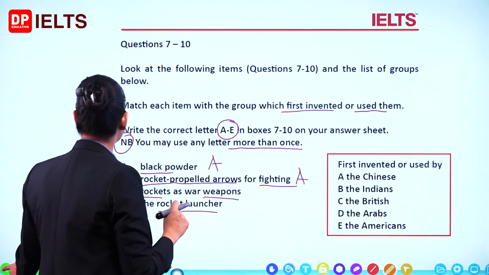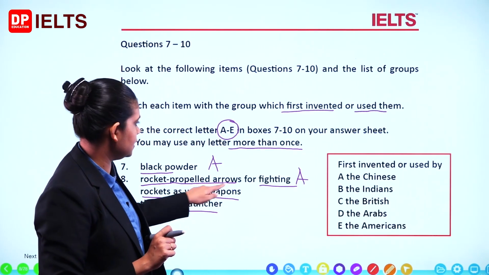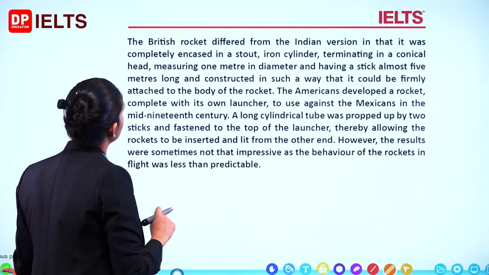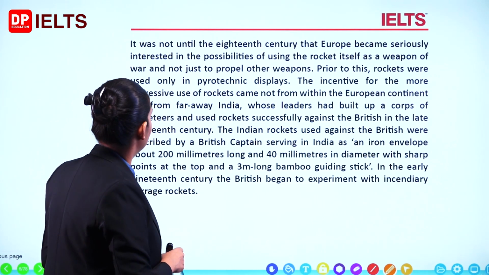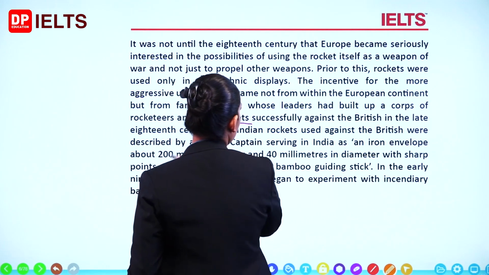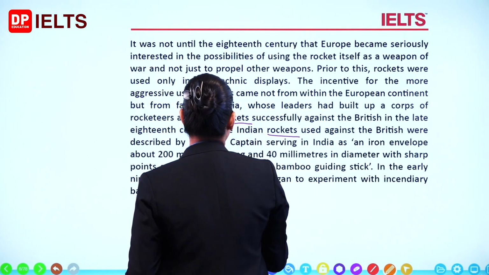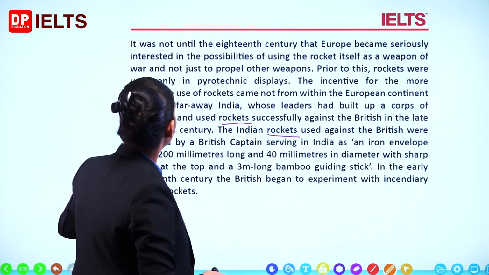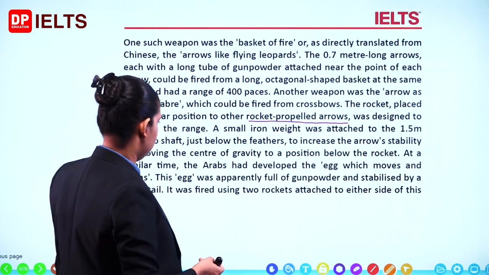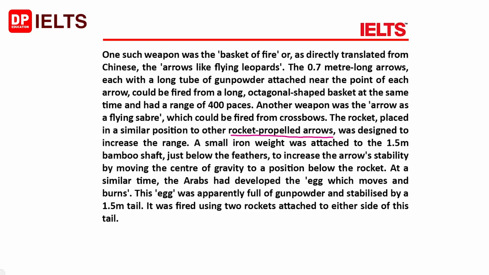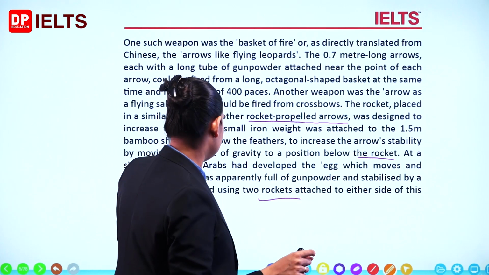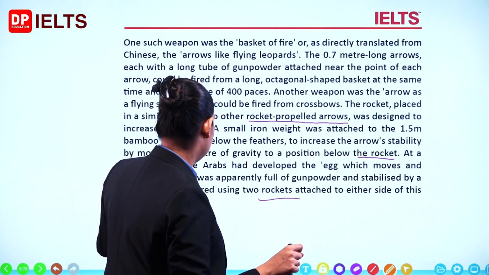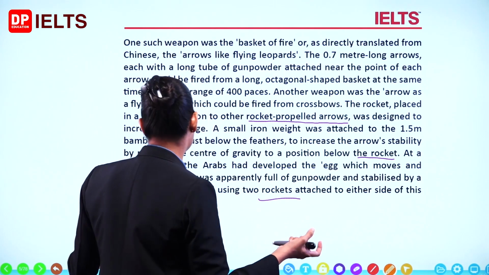Rockets as war weapons. So we're looking at the rockets as war weapons. Let's see. Where do we see? Here, rockets. So we have to see who used it first or who invented it first. Do we see rockets before that? Yes, 2 rockets. Below the rockets, it says it used it, but we don't know who invented it. Stabilized, no. 2 rockets attached, we don't know.